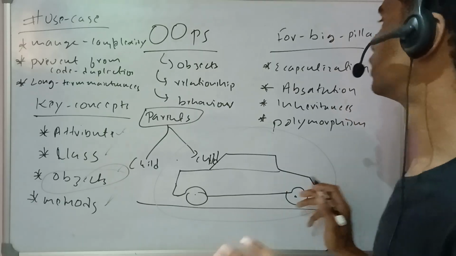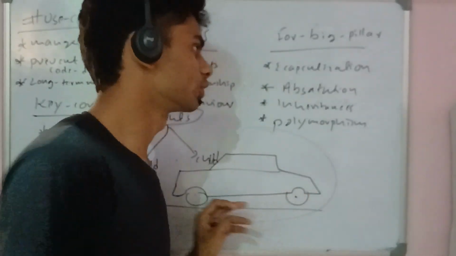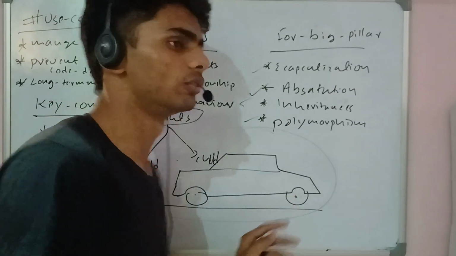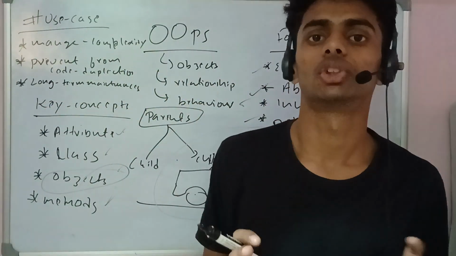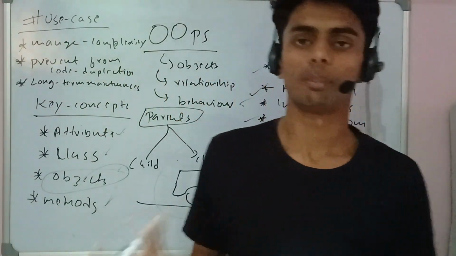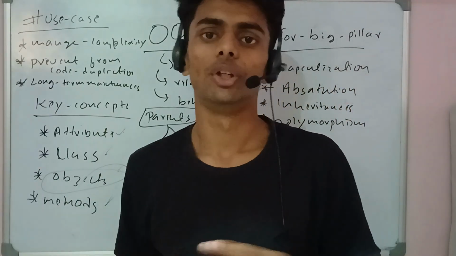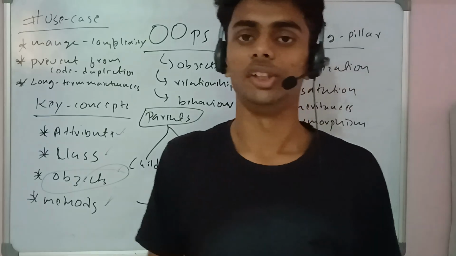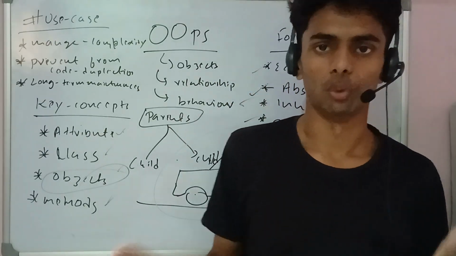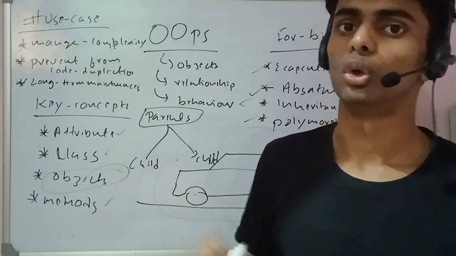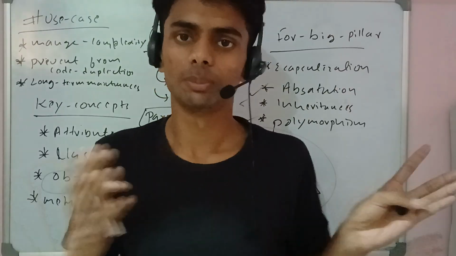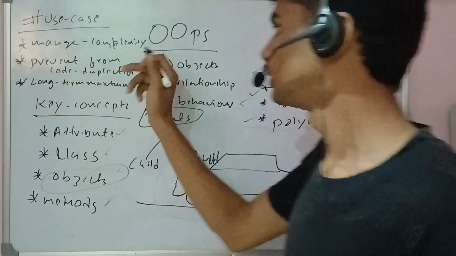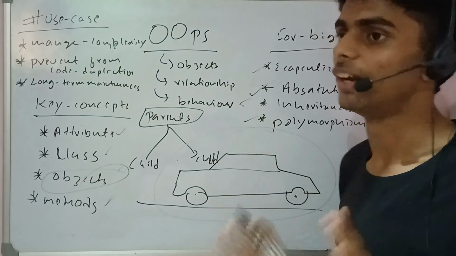The four big pillars of OOPS are encapsulation, abstraction, inheritance and polymorphism. I try to connect all of this, and our next video is going to be dedicated to these concepts. We will discuss them one by one, because they are important concepts of OOPS. I will try to connect all the code logic and write code on these for a better understanding.